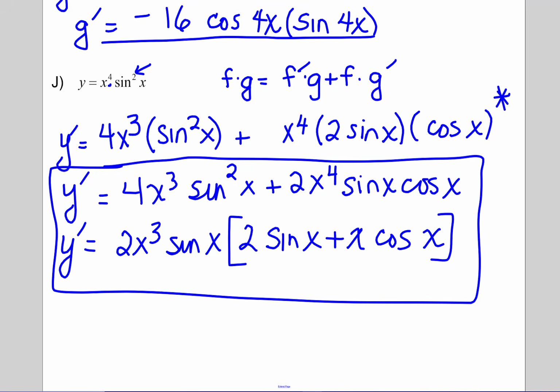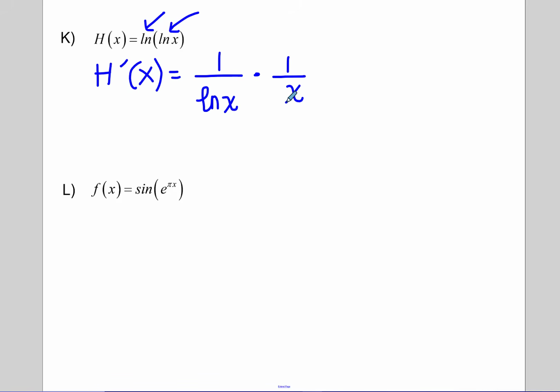Okay, I think 4 more examples. Let's see. This one, a natural log embedded in a natural log. So we've got h prime, the derivative of the outside piece, is 1 over the inside function. Don't touch that. Then the derivative of the inside piece is 1 over x. So our final derivative, collecting like terms, is 1 divided by x times natural log x.